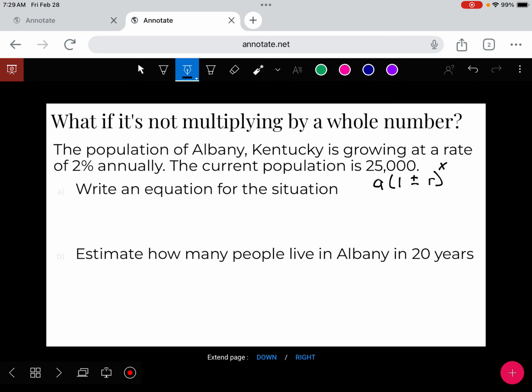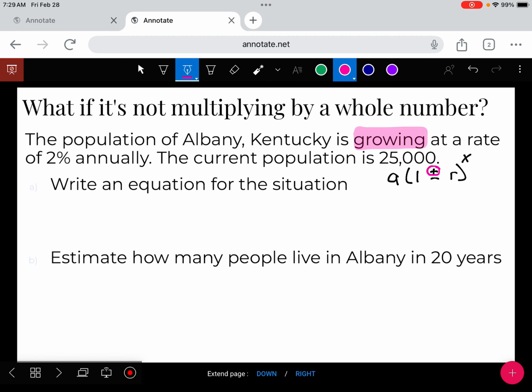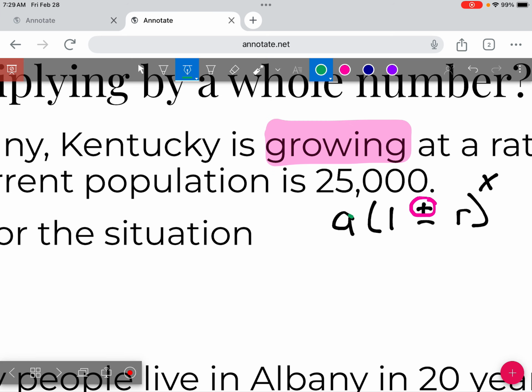So are we going to be using a plus or a minus on this one? What do you think? Plus. Why do we think plus? Because it's growing. That tells us we're going to use the plus. It's getting bigger. So what is our A going to be? What's our starting amount?